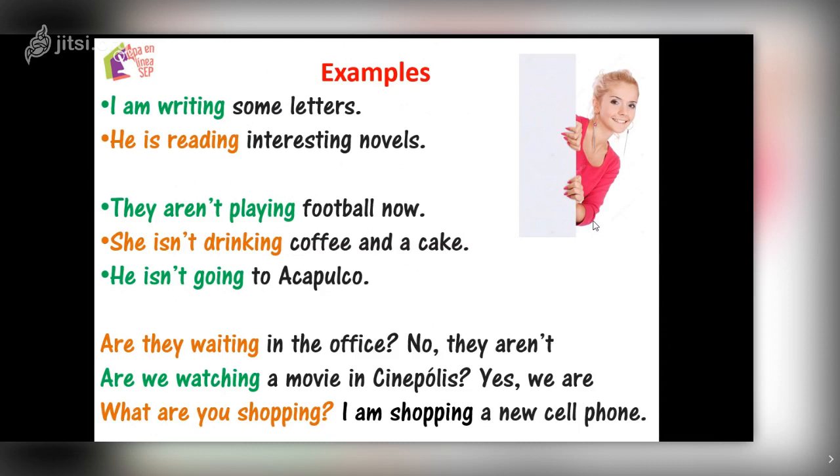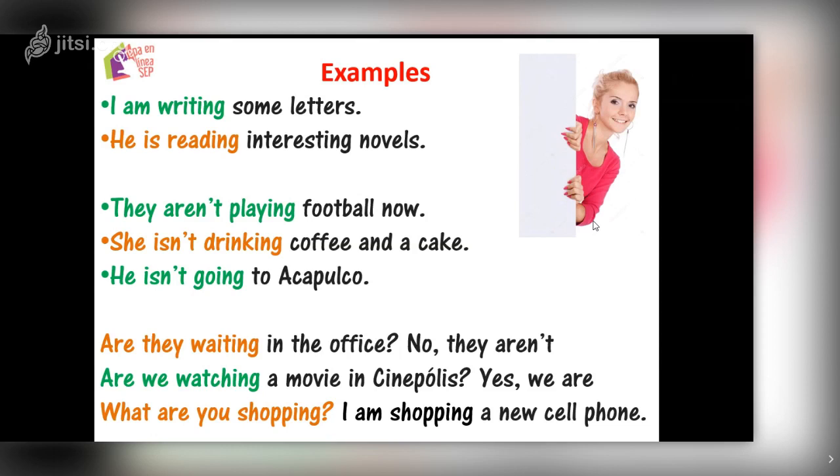Check this out. Are they waiting in the office? I am starting with an auxiliary because in that example we don't have a question word, okay? Remember that you can give two kinds of short answers, an affirmative short answer or a negative short answer. Example, in this case, no, they aren't. This is very easy because it is a negative: no, comma, the same subject, they, and the auxiliary that the question is made with, are. You are going to keep the same auxiliary, aren't. Remember, if you deny at the beginning, you have to deny the same. No, they aren't, okay? Are we watching a movie in Cinepolis? Yes, we are. Example of a short affirmative answer.